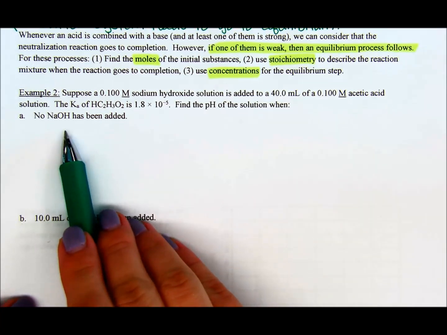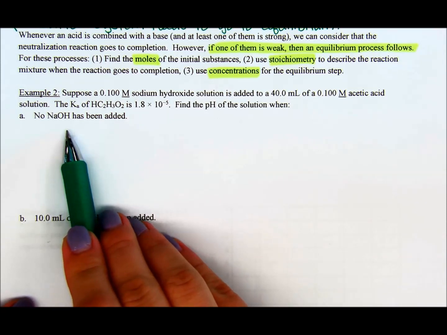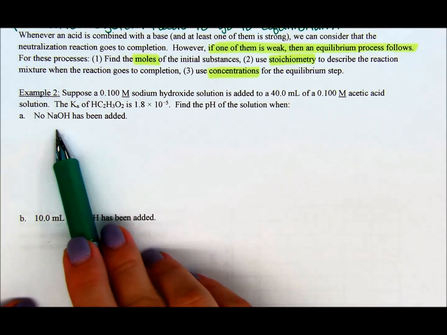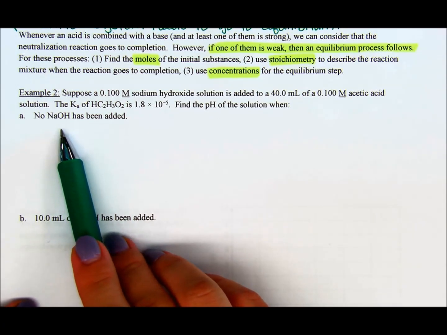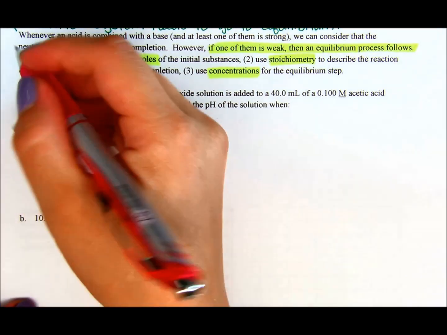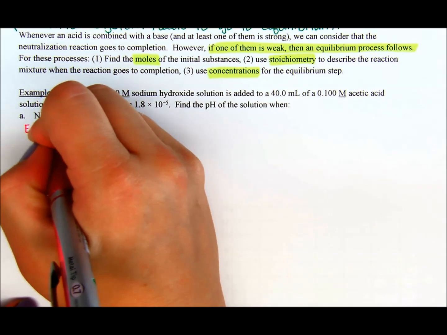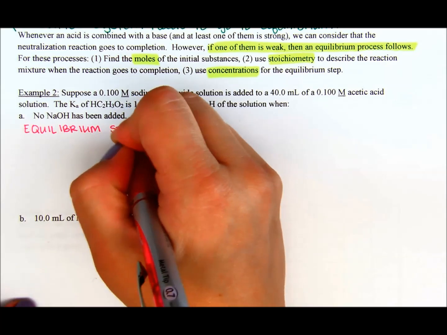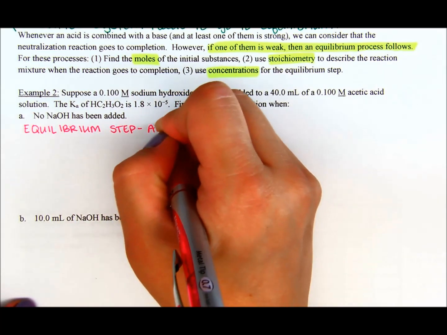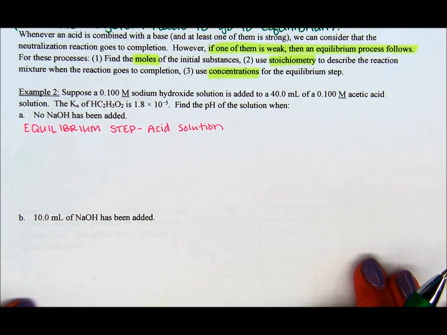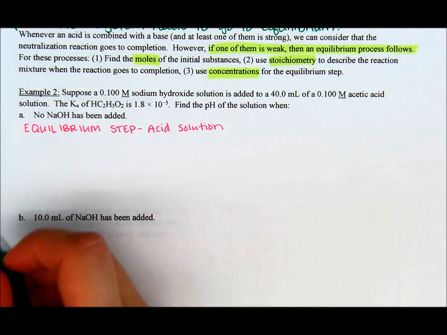So first, for part A, no sodium hydroxide has been added. So the only thing we're doing here is an equilibrium step. This is the same ICE table and Ka problem that we've used before. Since no sodium hydroxide has been added at all, we're just seeing how much of the acetic acid is going to dissociate. So this is our equilibrium step, and this is just our acid solution. We'll solve this the same way that we've been solving these kinds of problems. We'll write an equation, use an ICE table, and the Ka.